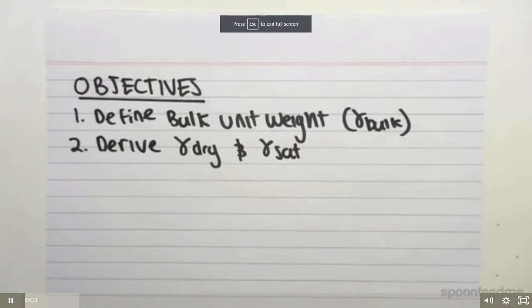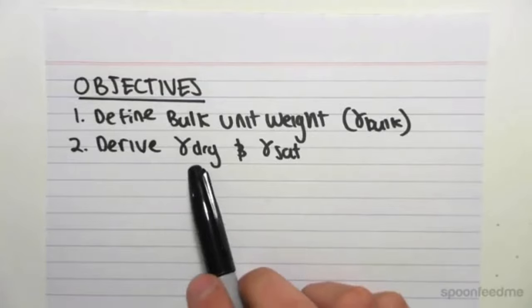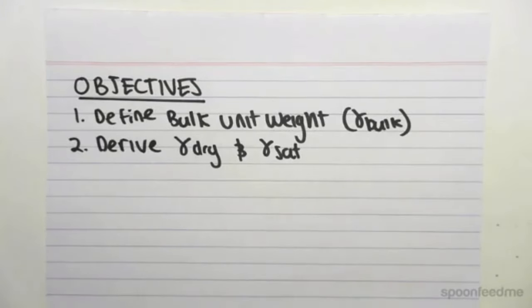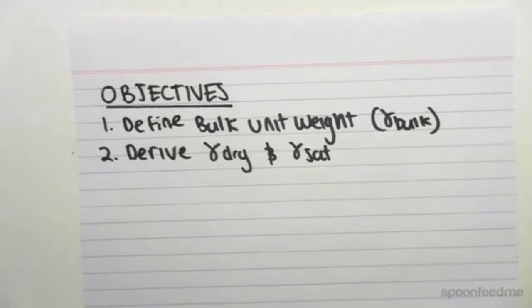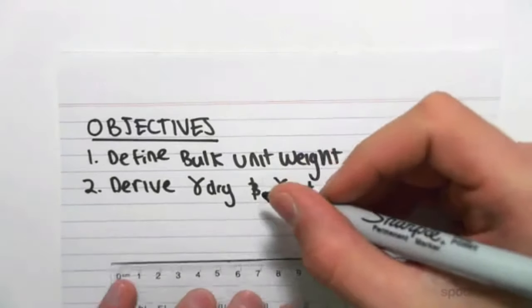The aim is to define the bulk unit weight, which is given by gamma bulk, and to derive an expression for gamma dry and gamma sat, which is the saturated unit weight and the dry unit weight. So the first thing we're going to do is look at a sample of soil.